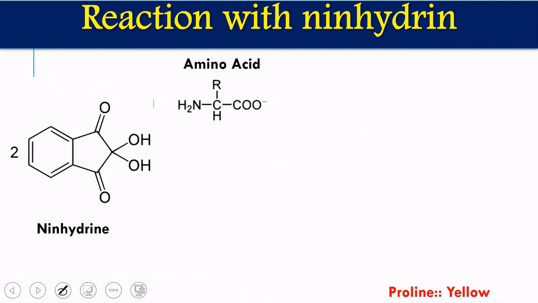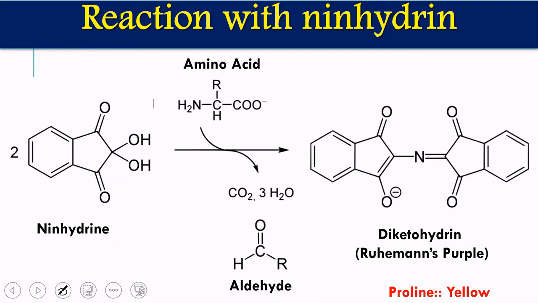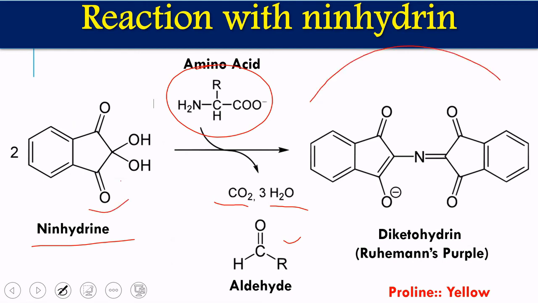So this is the final reaction where two molecules of ninhydrin react with the amino acid. Ultimately, we have got carbon dioxide, 3 molecules of water and aldehyde will come out, and ammonia reacts with these two molecules of ninhydrin and ultimately gives me diketohydrin or Ruhemann's purple.